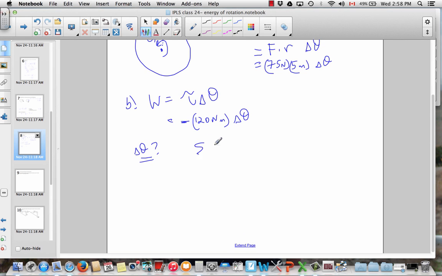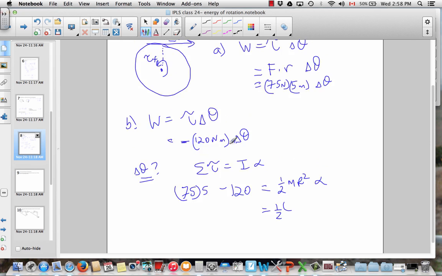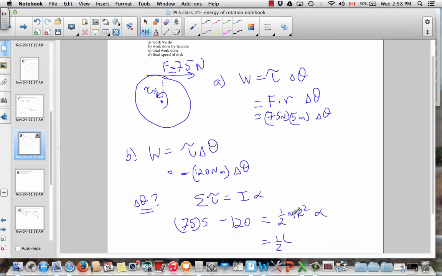Well, we're going to use the sum of the torques is I alpha. So we've got an applied force torque of 75 times 5, a friction torque of 120. That's going to equal I times alpha, and the inertia is 1/2 m r squared. So the mass of this disk is given, I hope, as 100 kilograms. There we go.